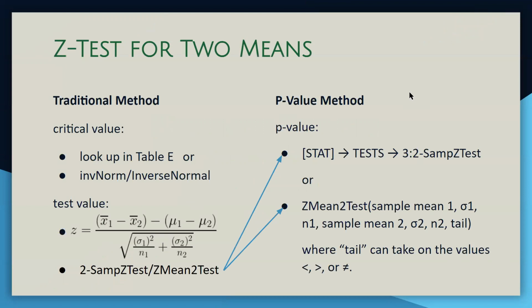Our critical value is going to look exactly the same. You're going to find that based on your level of significance, your alpha value. You're going to look it up in table E or pull up inverse norm or inverse normal. And then we get down to that test value and it looks kind of scary.